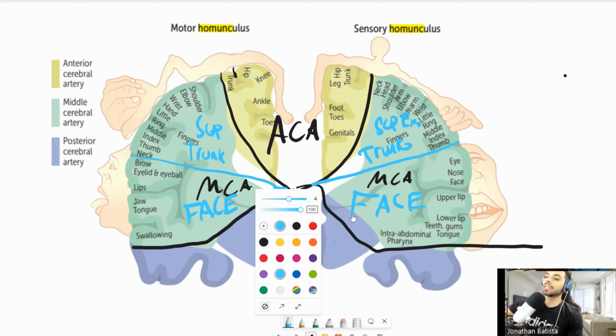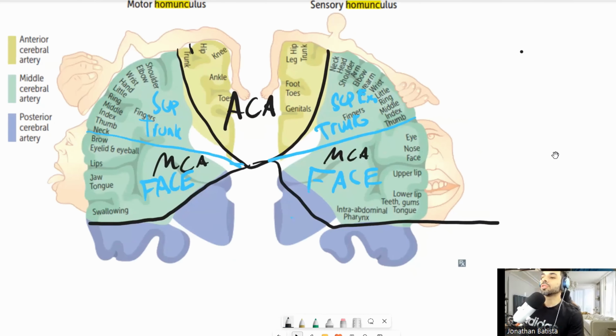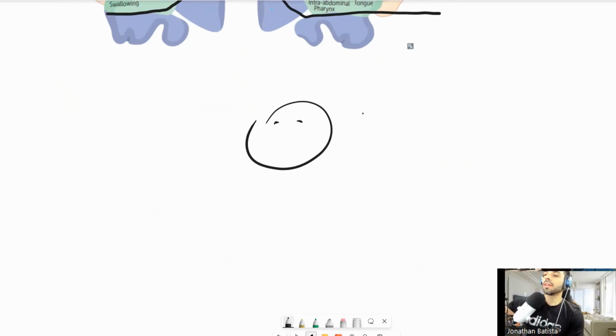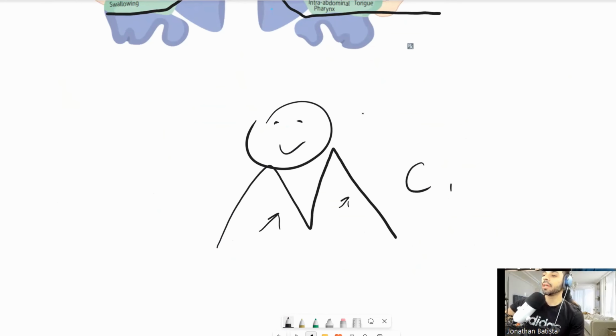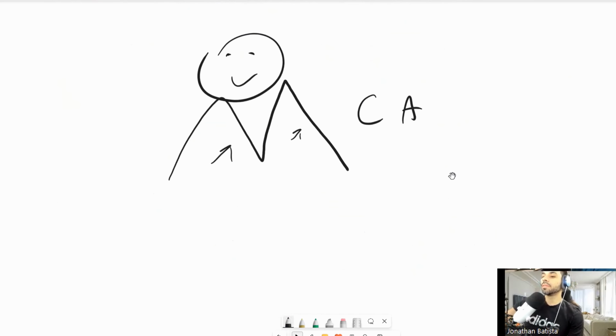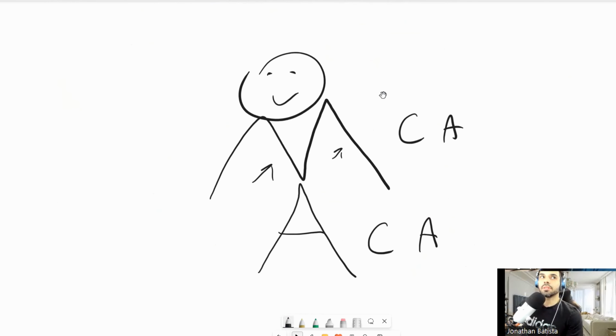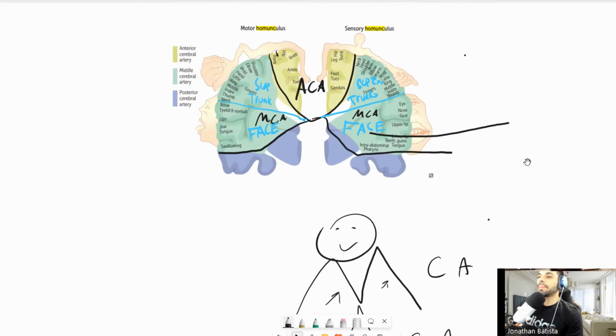Perfect. So now, in order for you guys to memorize this very easily, so you don't get confused, I'm just going to show you one thing. Look at this guy right here. We're going to draw this guy. Let's put an M right here. So trunk and superior extremities, MCA. Then we give the inferior, the pelvic area and the inferior extremities, to ACA. You guys can't forget that. That makes perfect sense. MCA also, remember, covers the face. So this should make sense, right? Good. So let's take a look now.